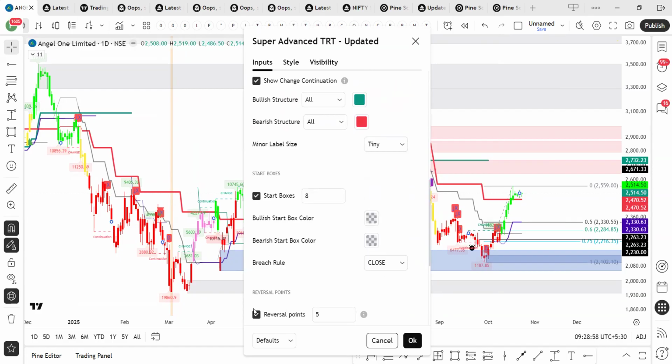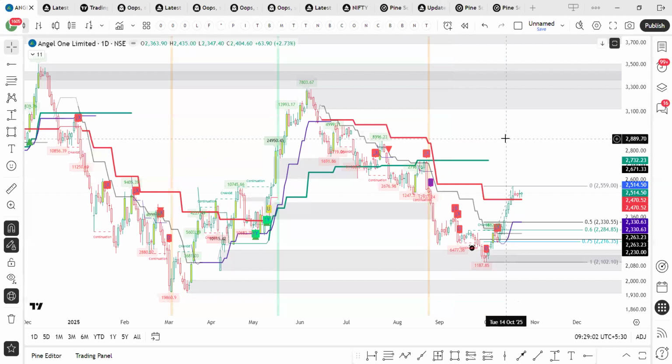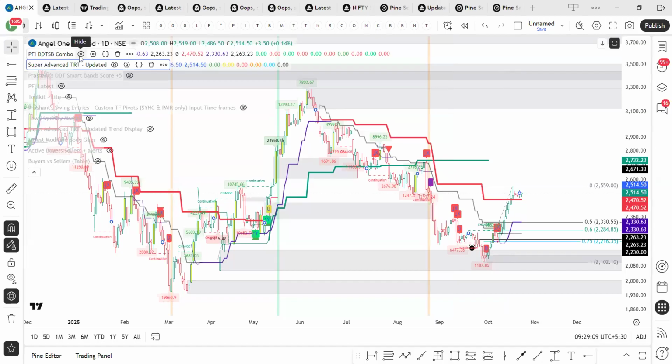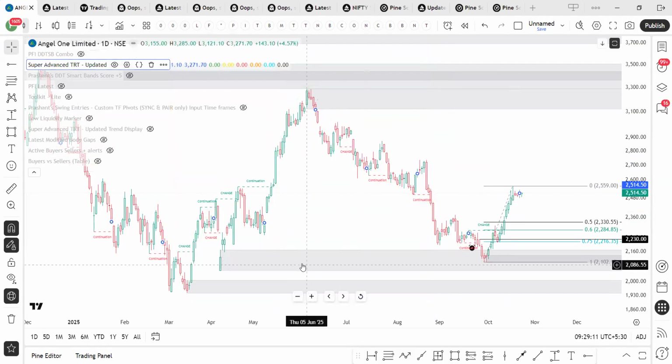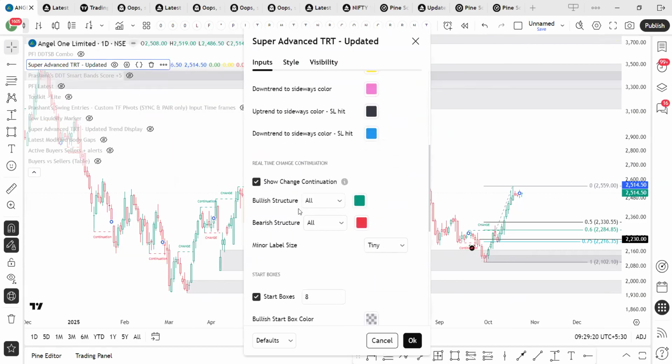reversal start box, reversal points, it will show only start boxes. Now see, this is a starting area. Let me hide other indicators. So this is the starting area, gray color, and price touched that and went up. So this will be kind of a contrarian entry.